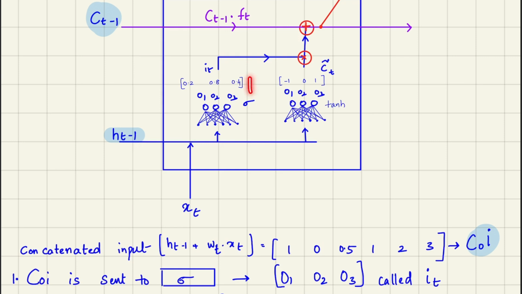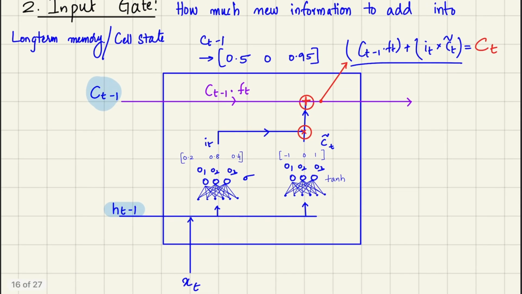The vector which comes from the sigmoid fully connected layer is called IT, the importance vector, and the vector which comes from tanh is called the candidate state. That's why we represent it with the same C, but with a tilde on top of it. That could be the possible cell state. And these two vectors we multiply element wise and add into the cell state. So our existing cell state is added with this, and this is the current cell state.